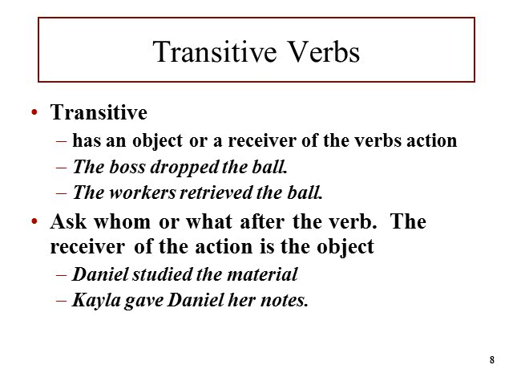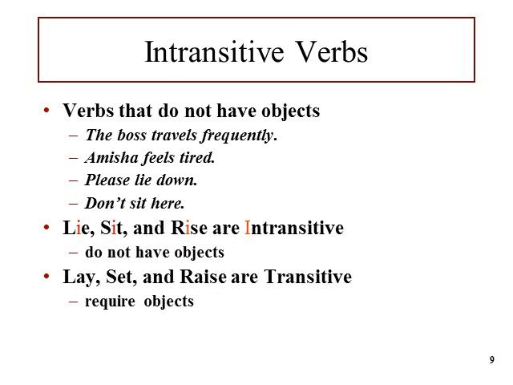What if we're talking about Daniel? Daniel studying. We would say Daniel studied. Daniel studied what? The material. What about Kayla? Kayla gave Daniel her notes. In this case, Daniel and the notes are receivers of the action. We wouldn't just say Kayla gave. We could, but would be like, Kayla gave what? We're waiting on something there. That's how we know we've got a transitive verb.